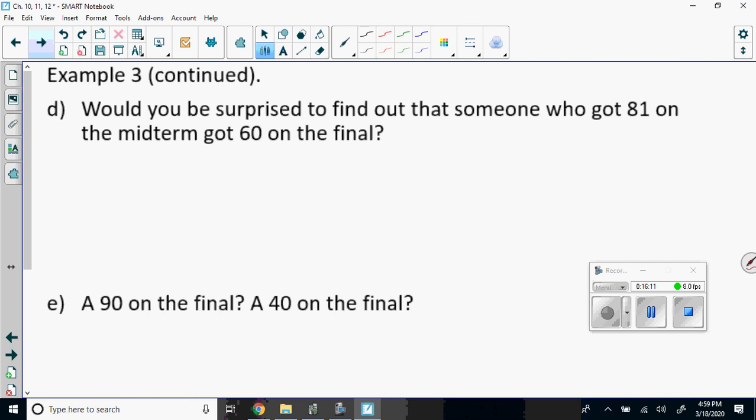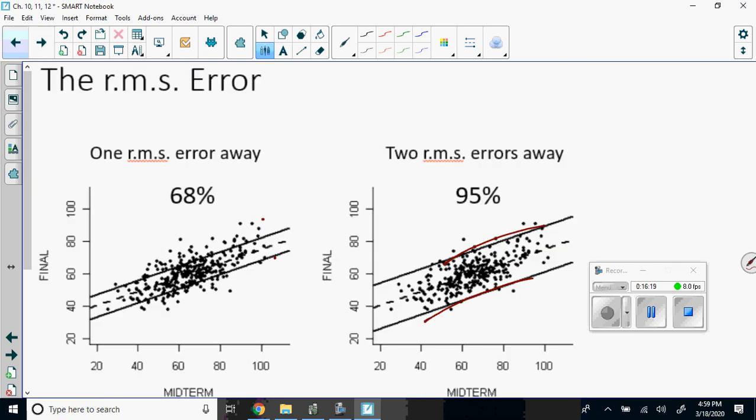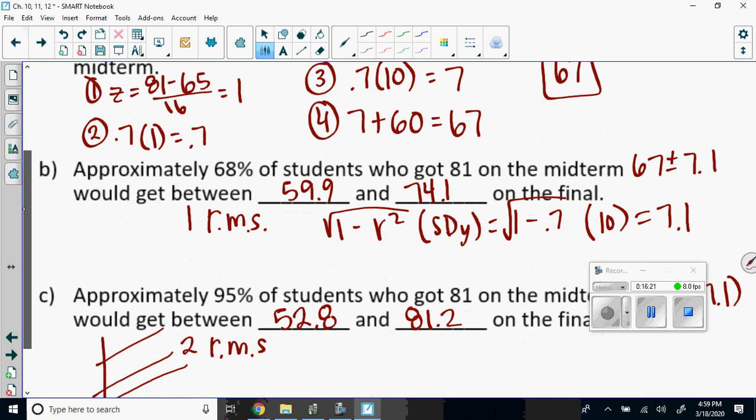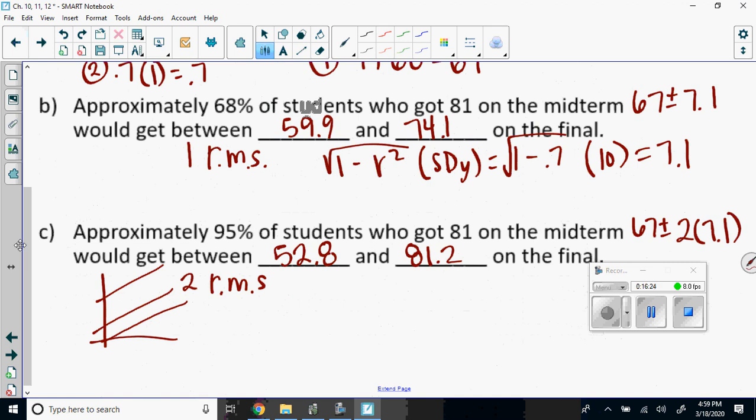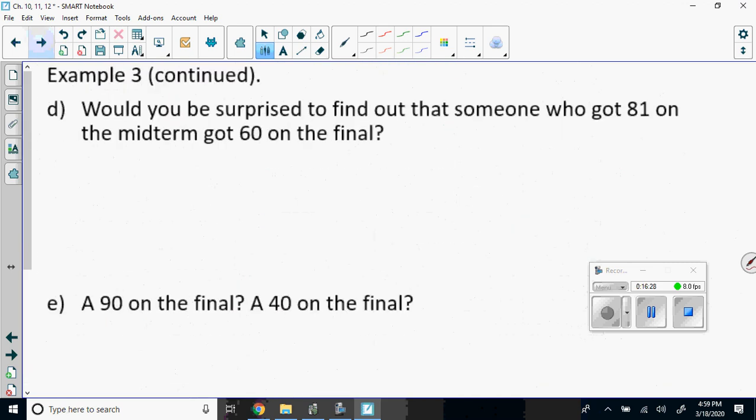Would you be surprised to find out that someone who got an 81 on the midterm got a 60 on the final? Well, let's go back and look at what we said here. Two RMS errors is everything from 52.8 to 81.2. Somebody who got a 60 on the final? Nope, not surprised.